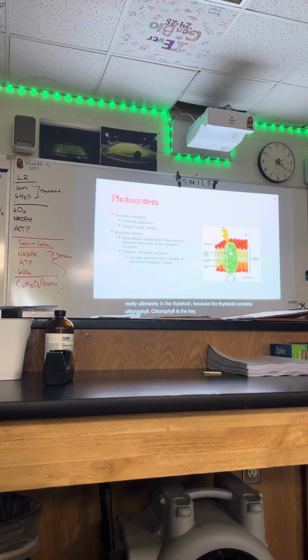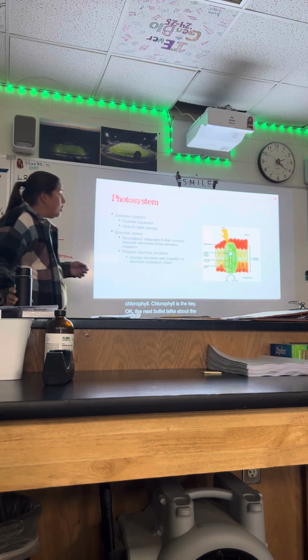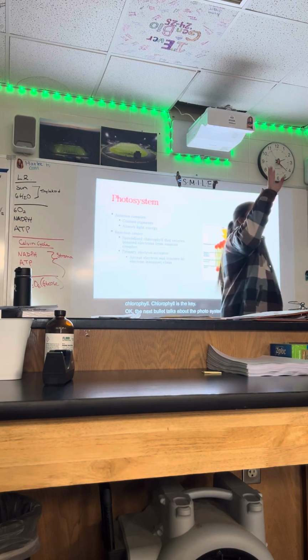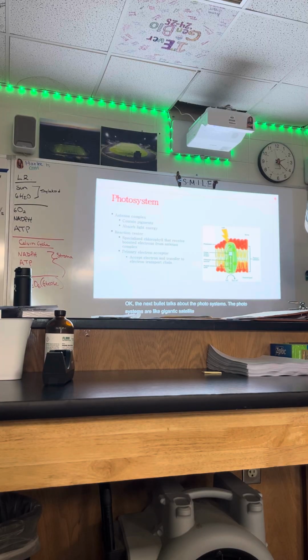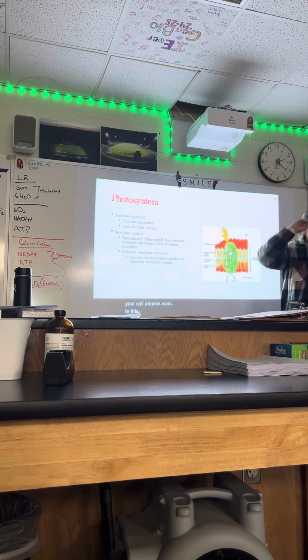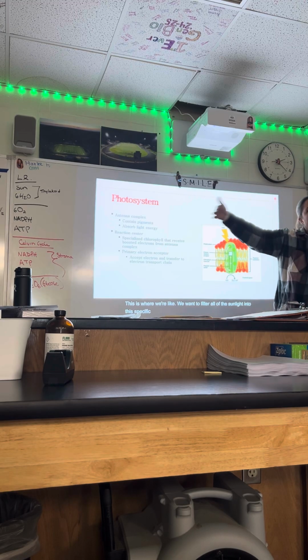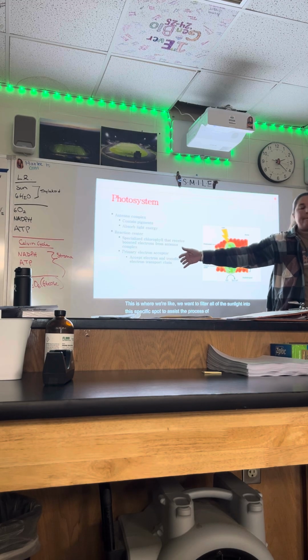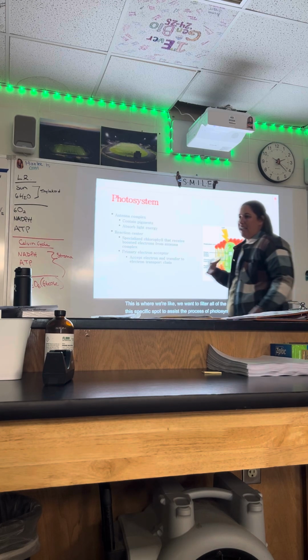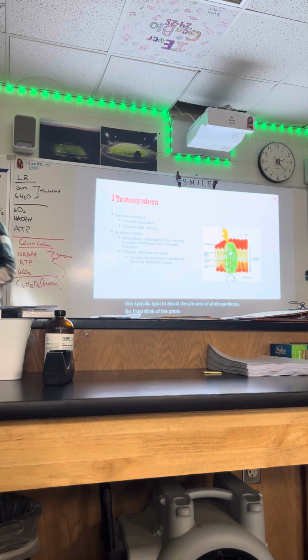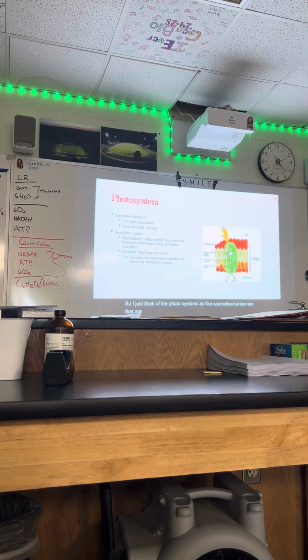Okay, the next bullet talks about the photosystems. The photosystems are like gigantic satellite antennas, okay? Ultimately, a satellite antenna's goal is to collect electromagnetic waves so your cell phones work. In this situation, our photosystems are gigantic satellite magnets for the sun. This is where we want to filter all of the sunlight into this specific spot to assist the process of photosynthesis. So I just think of the photosystems as specialized antennas that are out there collecting the sun. And there's two of them.